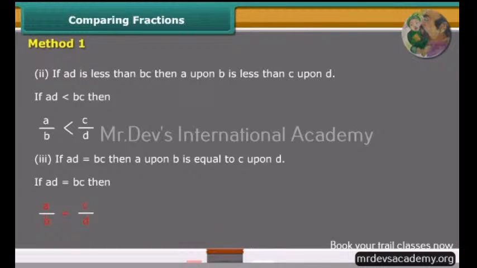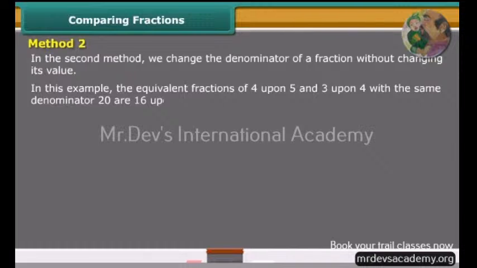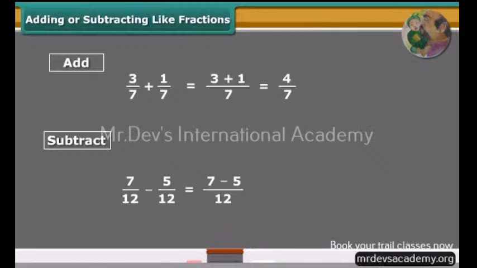Method 2. In the second method, we change the denominator of a fraction without changing its value. In this example, we find the equivalent fractions of 4/5 and 3/20. Then write the fraction including both the results.